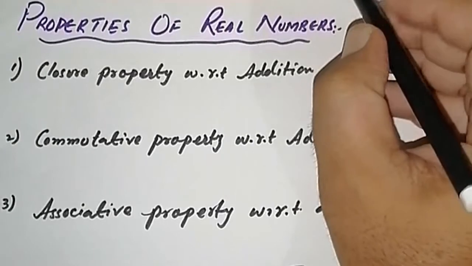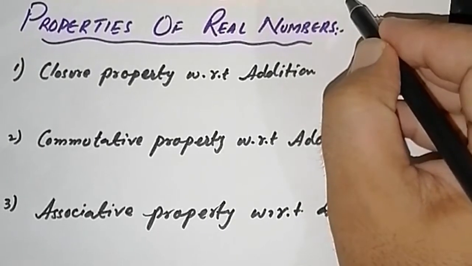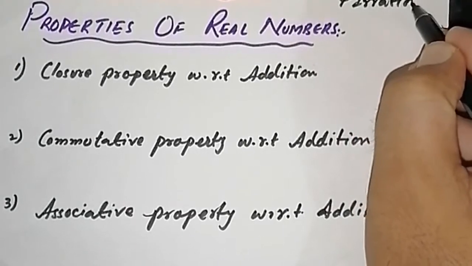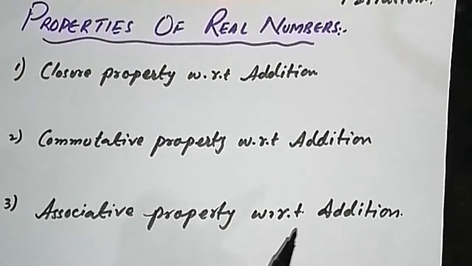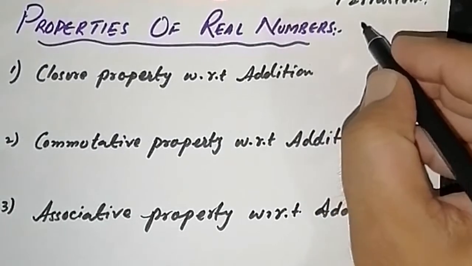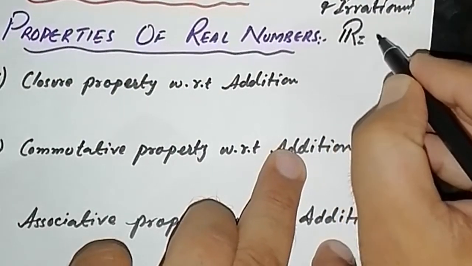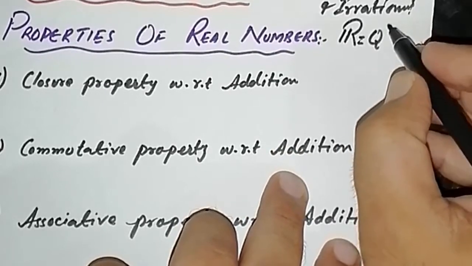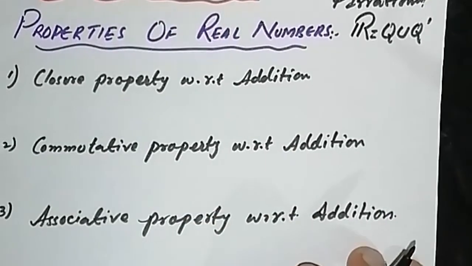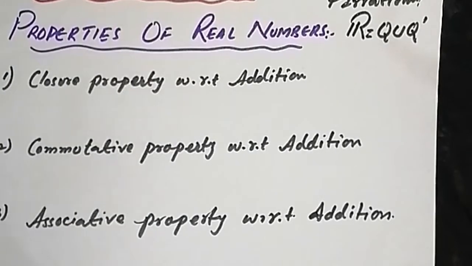Real numbers are a combination of rational and irrational numbers. These two numbers combine to make a real number. So we can say that real numbers are the union of rational and irrational numbers. Now we discuss the properties of real numbers.